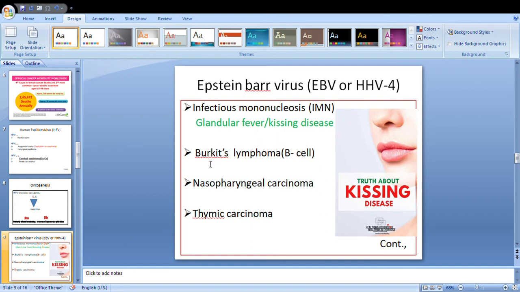And the tumors are Burkitt's lymphoma, the B cell type lymphoma, nasopharyngeal carcinoma, and thymic carcinoma. These are three different tumors which are caused by human herpes virus 4.